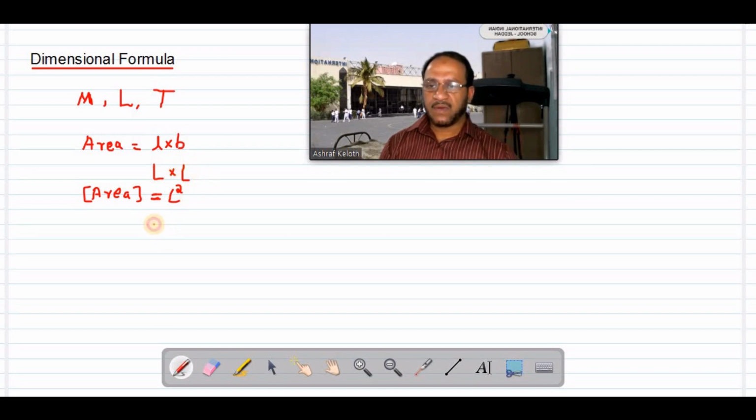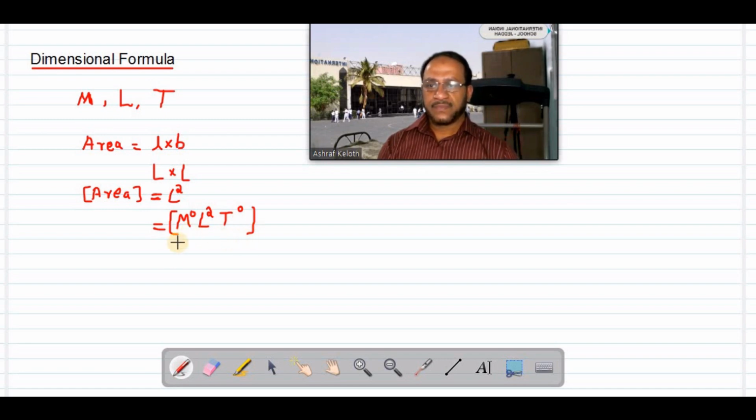Or we can write it in complete form. In the dimension of area, mass is not there, so we can write mass M raised to 0. L is there with the power 2, and time is not there, so T raised to 0. This is the complete form of the dimensional formula of area.